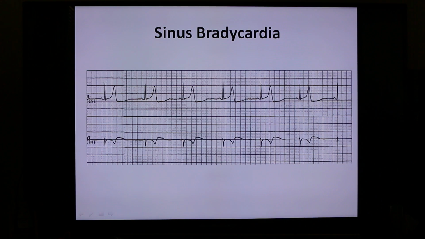This is sinus bradycardia. The P wave is upright in lead 2, followed by a narrow QRS with a PR interval of 0.16 seconds. The atrial and ventricular rates are about 38 beats per minute.